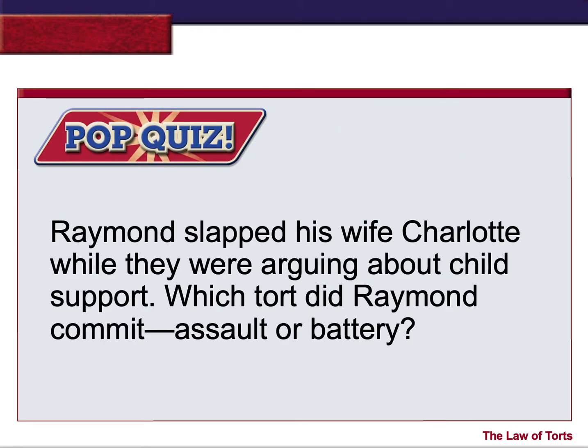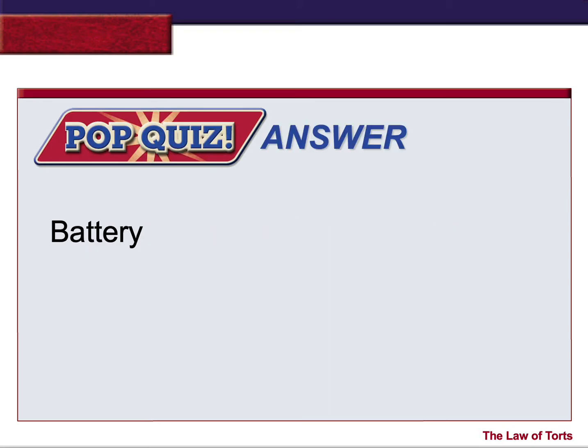So a quick quiz here. Read the scenario. Raymond slapped his wife Charlotte while they were arguing about child support. Which tort did Raymond commit? Assault or battery? All right, if you answered battery, then yes, because of the physical contact there, the slap. Could assault have occurred before? Yeah, maybe there was a threat beforehand.